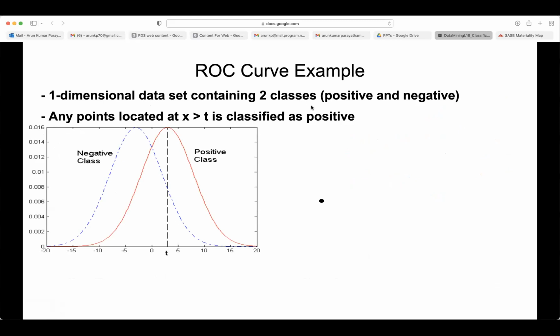One-dimensional data set containing two classes, positive and negative here. Any points located at x greater than t is classified as positive. So your t. Any point located at x greater than t is classified as positive because they're more than, your percentage is more than that threshold.